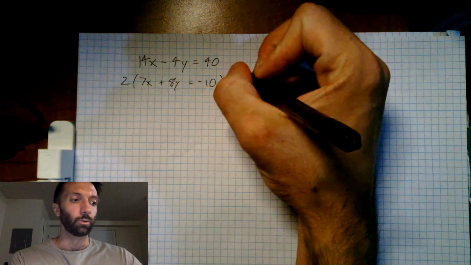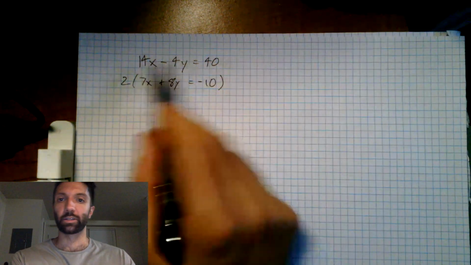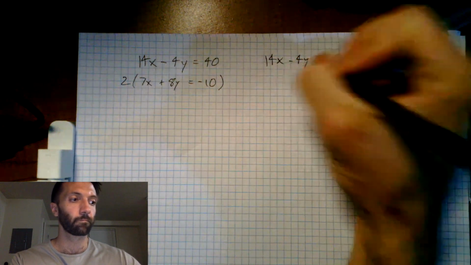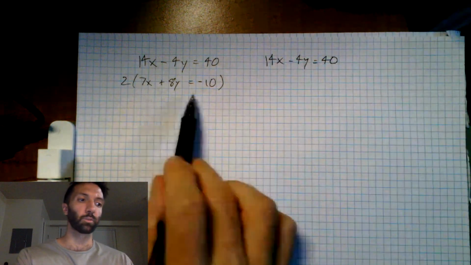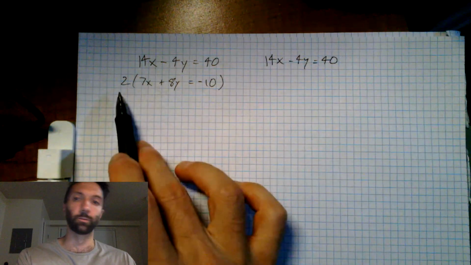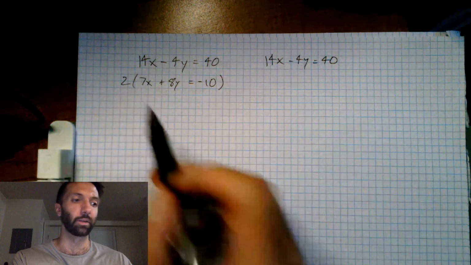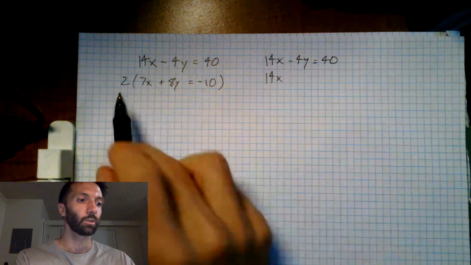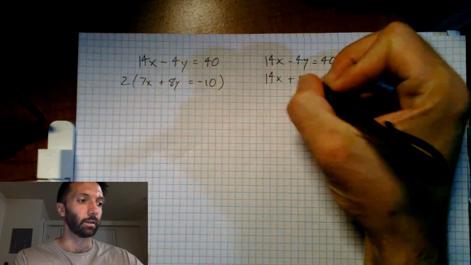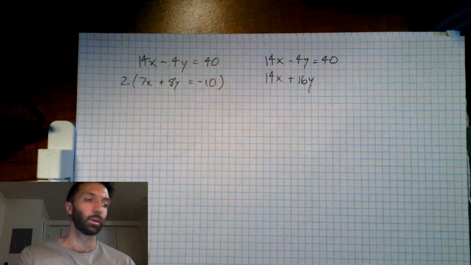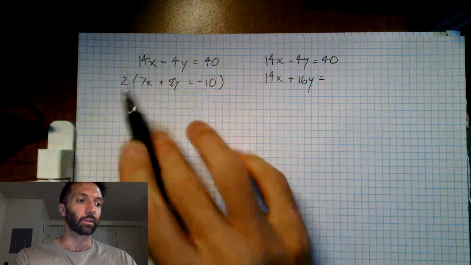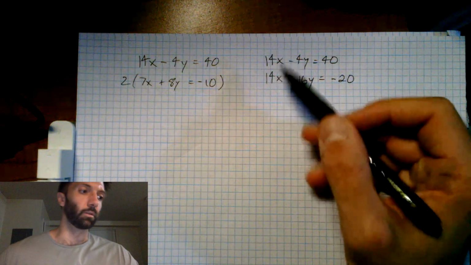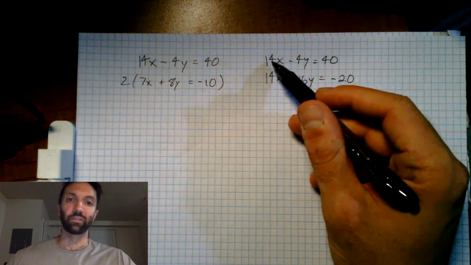So now I'm going to recopy this top equation since I didn't do anything to it. And now I'll multiply this entire equation by 2. You could think of this as the distributive property. 2 times 7x gives me the 14x that I wanted. 2 times positive 8y is a positive 16y. And negative 10 times 2 is negative 20. And now these coefficients match. The 14 matches the 14 up here.